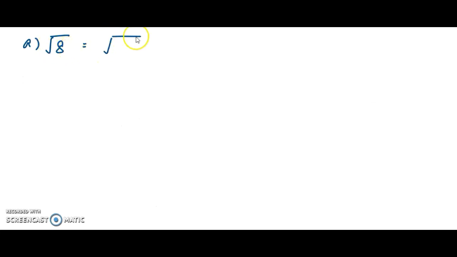Surd 8 we can rewrite as 4 multiplied by 2. Now we can split it into surd 4 multiplied by surd 2. Surd 4 can be simplified to 2 because the square root of 4 equals 2. You can check this with a calculator. And this is multiplied by the square root of 2. So the final answer is 2 surd 2.